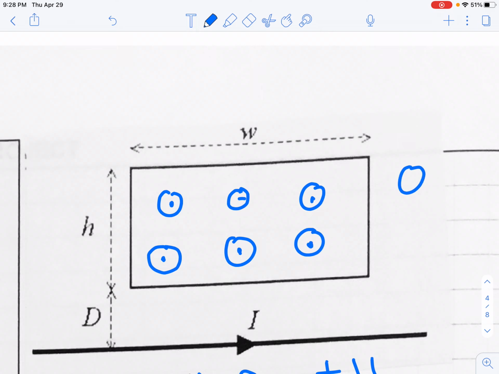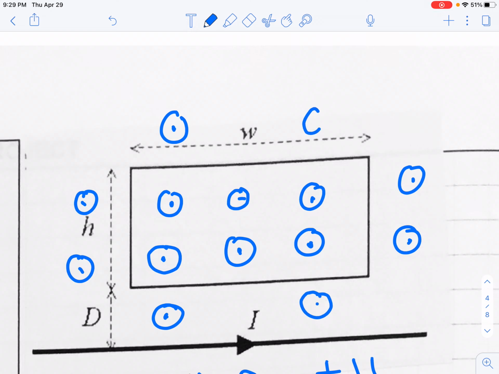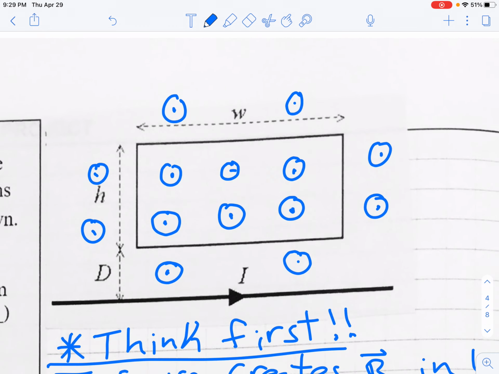It exists outside of the loop as well. Right? It would exist down here. It would exist up here, all over the place. It's not going to be uniform. As you get farther away, the magnetic field is going to get weaker.